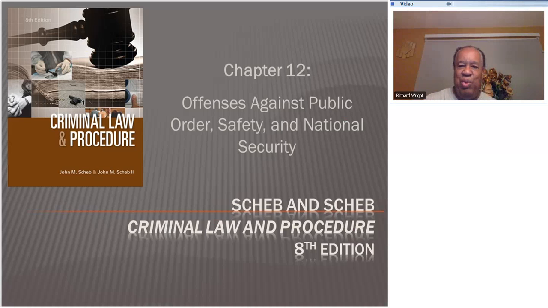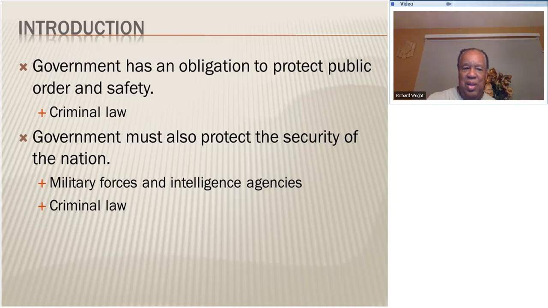You and I both know that we're in a time now where terrorist activity is all over the place, and that laws have to be passed, such as the Patriot Act, which we're going to talk about, to protect us, the public. The government has an obligation to protect the public and to make sure that you're safe. And so it's a criminal act to violate those. Government must also protect the security of the country, military forces, intelligence agencies, and the criminal laws themselves.